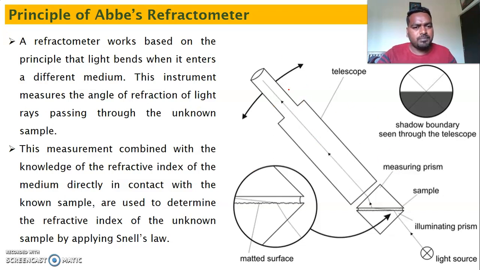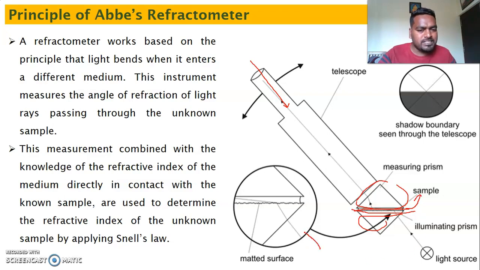Look at this diagram. This is a telescope through which we can observe the refracted radiation coming from the prism box. Here, this is one prism, this is another prism, and in between, we are going to keep the sample. This is the sample area, where we are going to keep the sample.